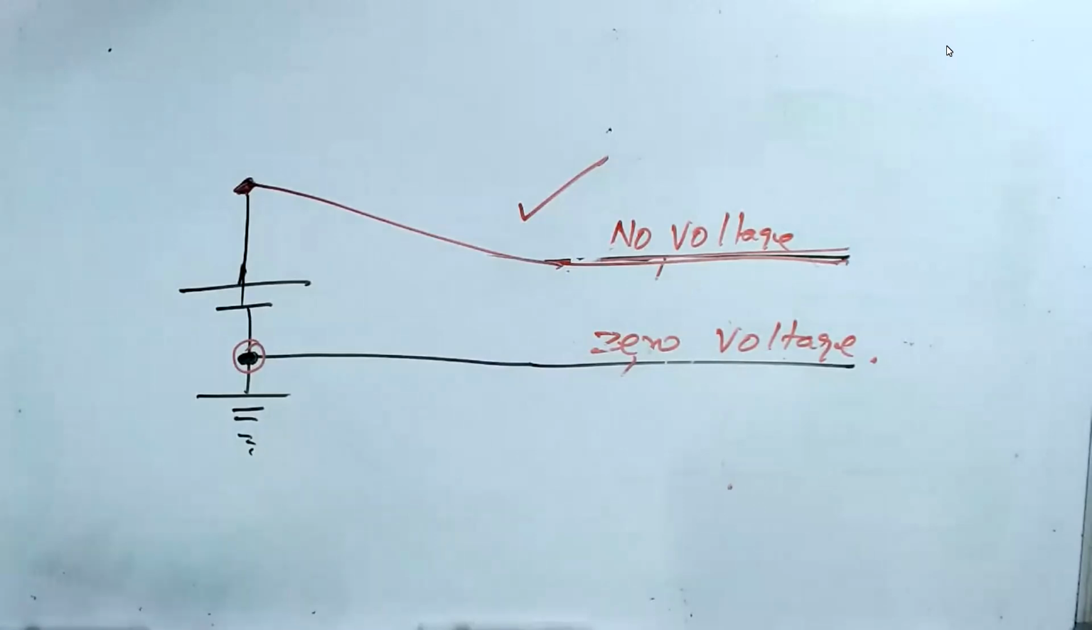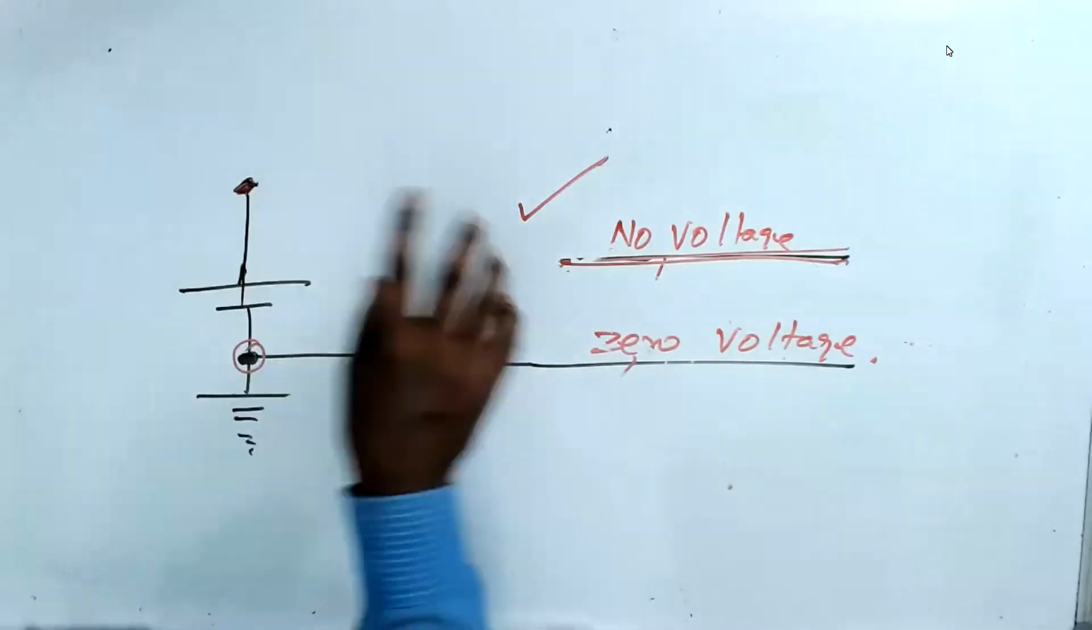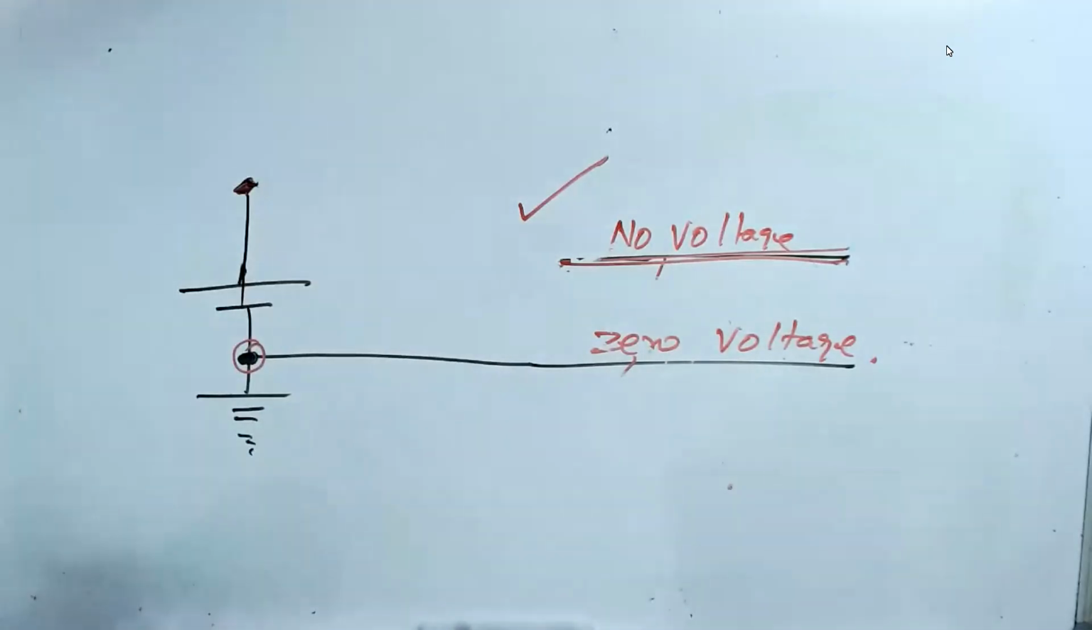Actually, neutral is not required. I'll tell you why they bring a neutral, how neutral can be avoided. That's right. So understand now, a no voltage wire can be connected to any voltage. That is right. Perfectly right. I have a battery here.